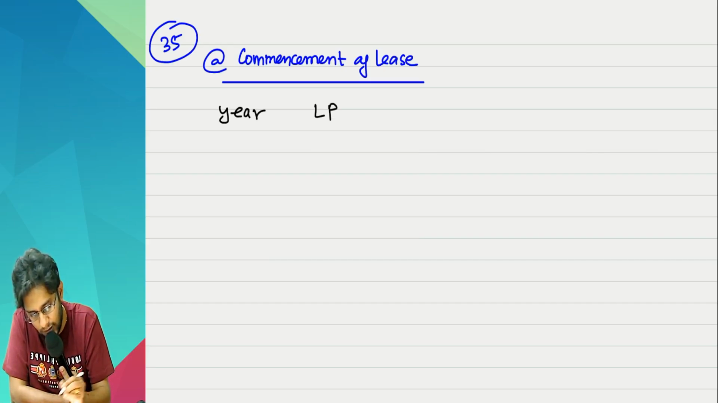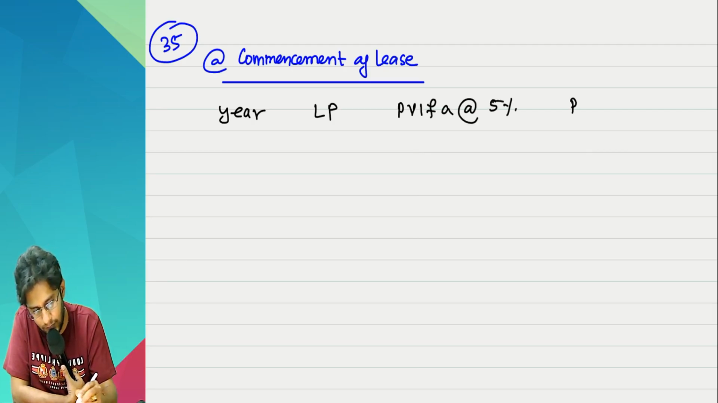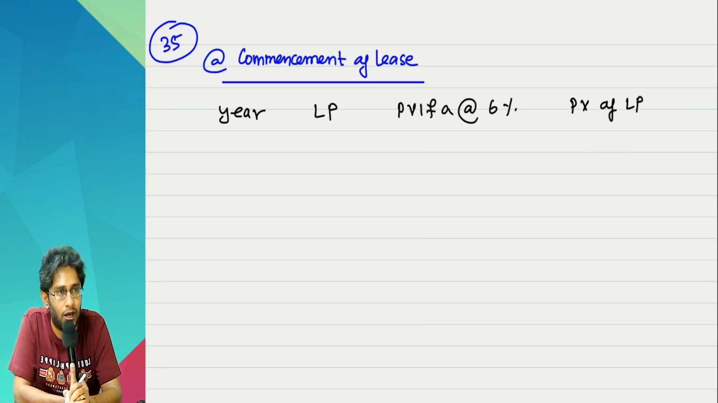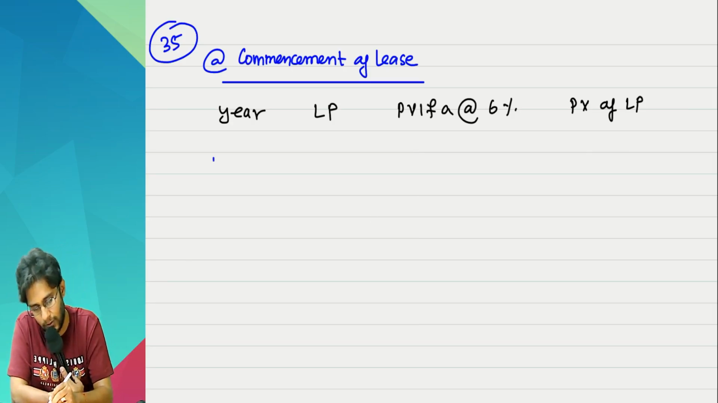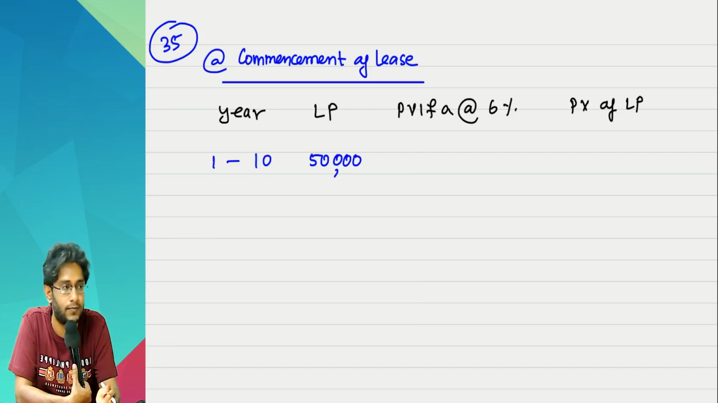Year, lease payment, PV IFA at the rate of 6%. Present value of lease payments. Lease rents are anyway payable at the end of the year only, so I need not keep too much pressure in my mind. Life is 10 years. Every year how much you have to pay? 50,000. Work out the annuity factor, 6%, 10 years.